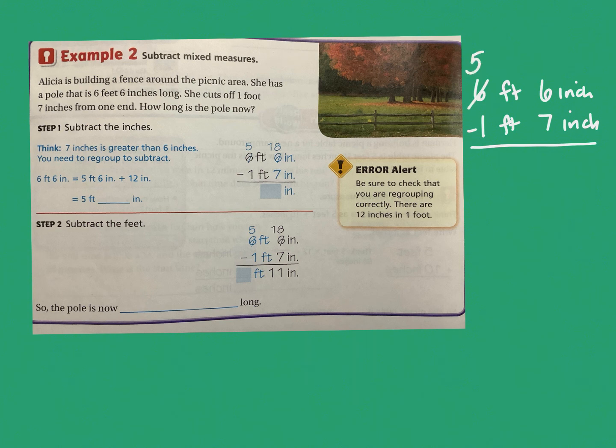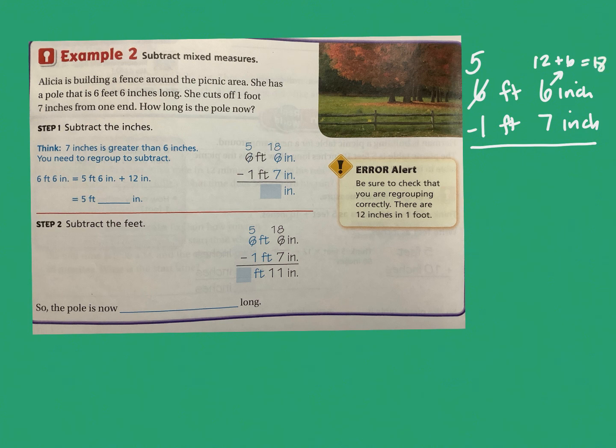So now there's only 5 of them. We're going to cut it into 12, right? Because 1 foot is 12 inches. So we're cutting that into 12 pieces and adding that to the 6 that's already there. That's where they got 18 from right here.